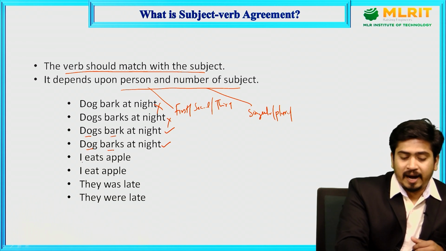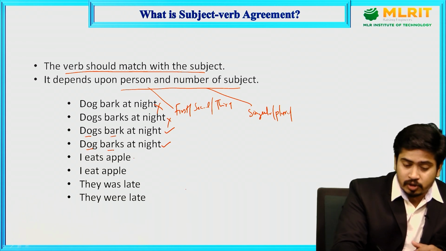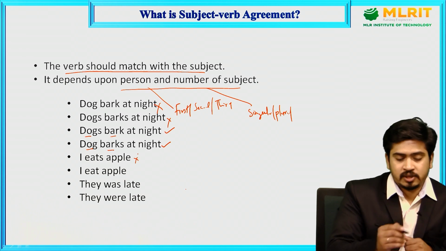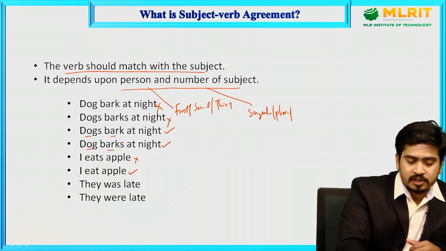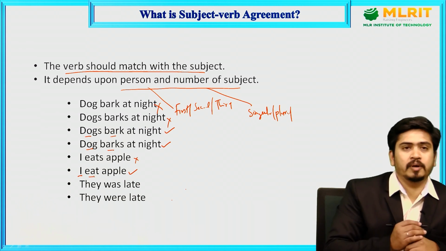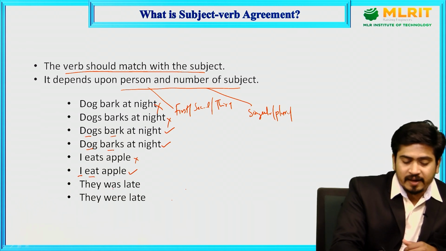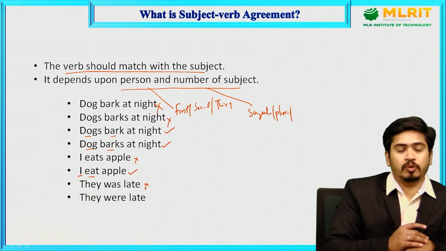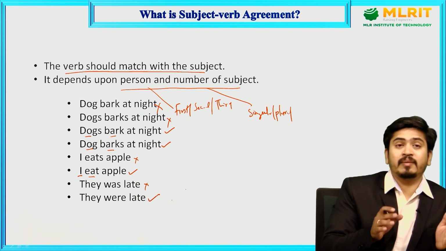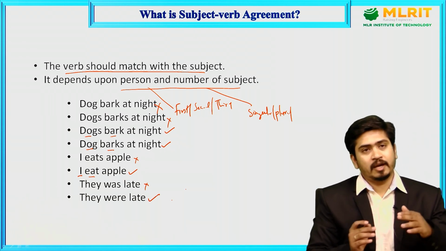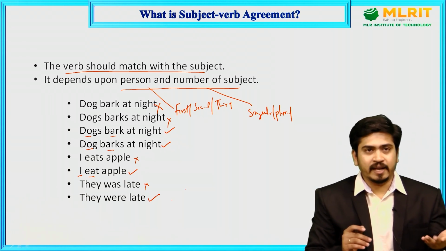Next one, "I eats apple." This is wrong as per English grammar and usage. "I eat apple." This is correct. Here, this subject is matching with this verb. The next, "They was late." Here, there is no agreement. "They were late." Here, agreement is there. Now, how this agreement is happening, what are the rules of this agreement? We are going to discuss in the next slides.